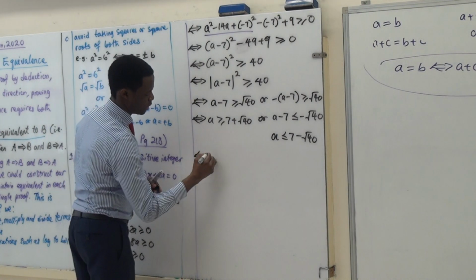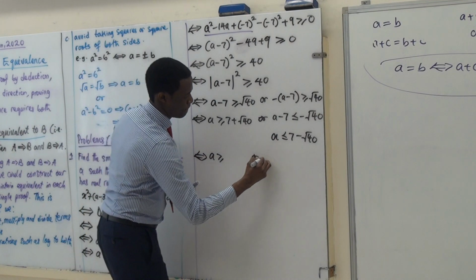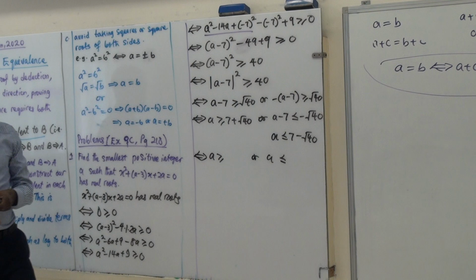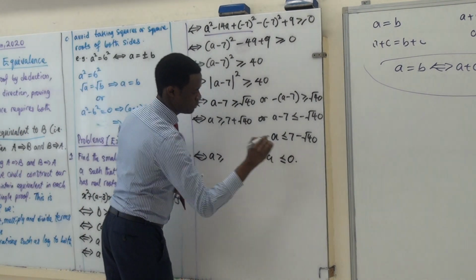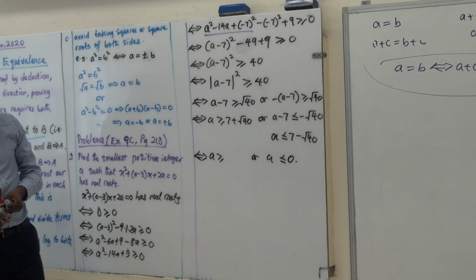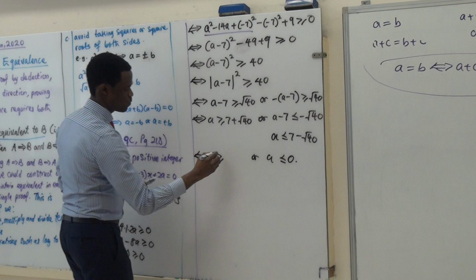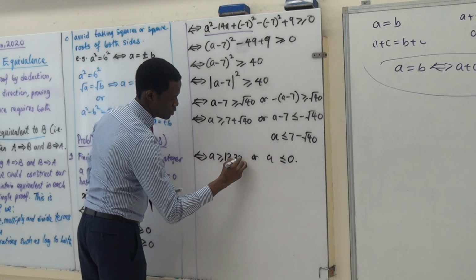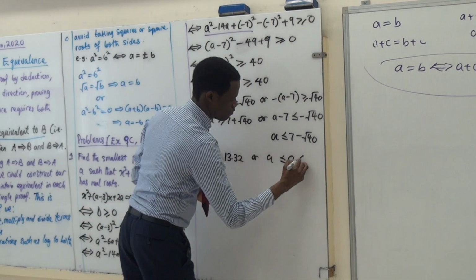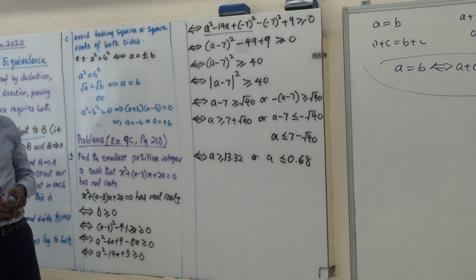And these two will imply, what is this? What is this? And this should be 0 point something. Square root of 40 will be 6 something, 13 point something. 18.32. And this is 0.68. Can we see that? Now it says the smallest positive.